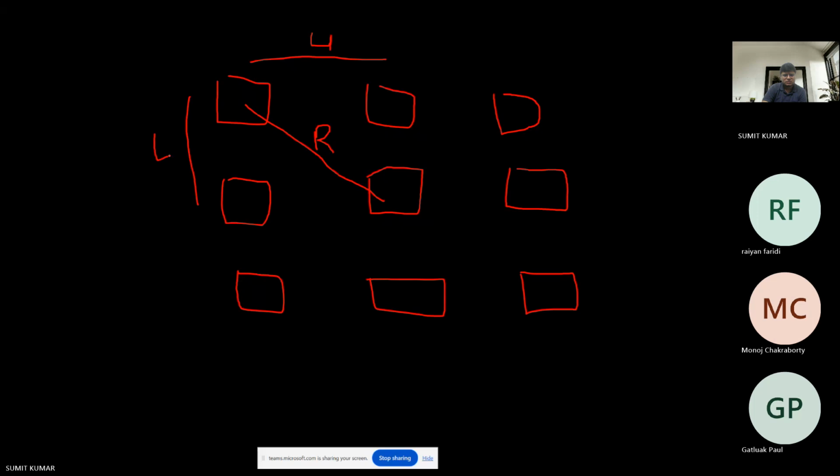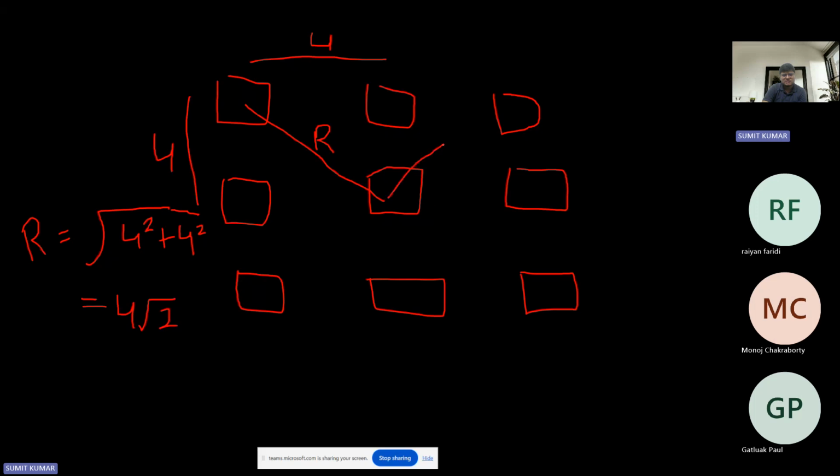Okay, so r value is going to be small r or capital R, that doesn't matter. R is root under 4 square plus 4 square. So it is going to be 4 root 2, right? Similarly, this value is also varied for this, and for this. Now we need to calculate r for that, for this, and this, and this.